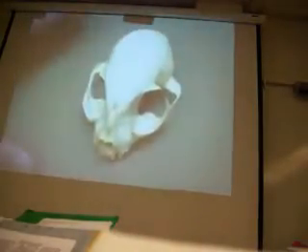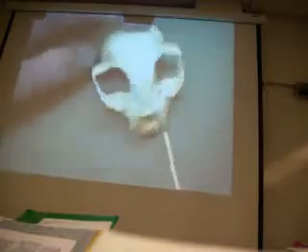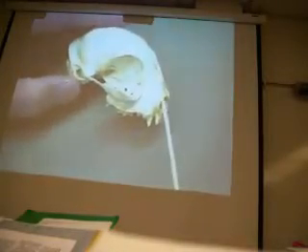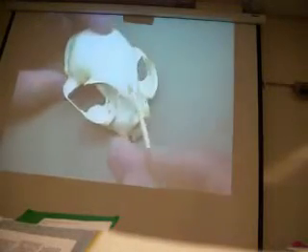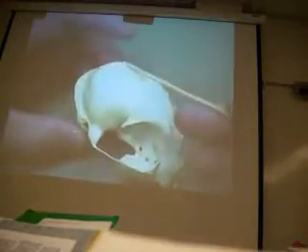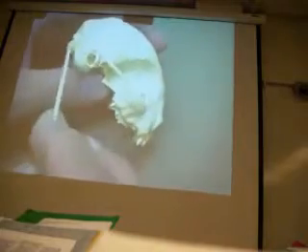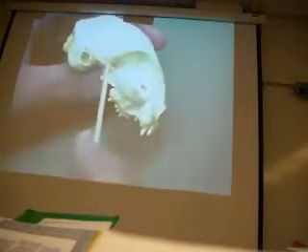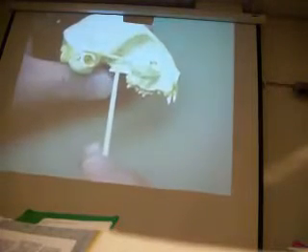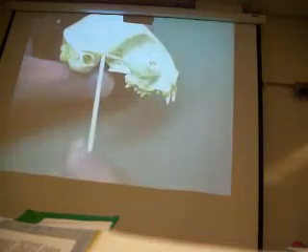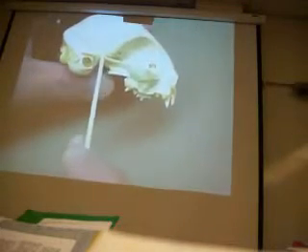But when we take a look at the cat, you'll see the same things. Here are the nasals. Here's the maxilla. Here's the frontal. Here are the two parietals. Here's the occipital. Here is the temporal bone. Here is the jugal, and here is the zygomatic arch. You can see the suture line between the jugal and the zygomatic portion of this temporal bone. So here's the temporal bone.